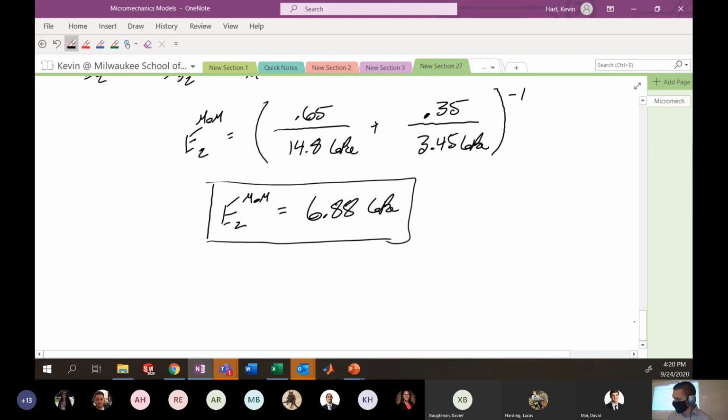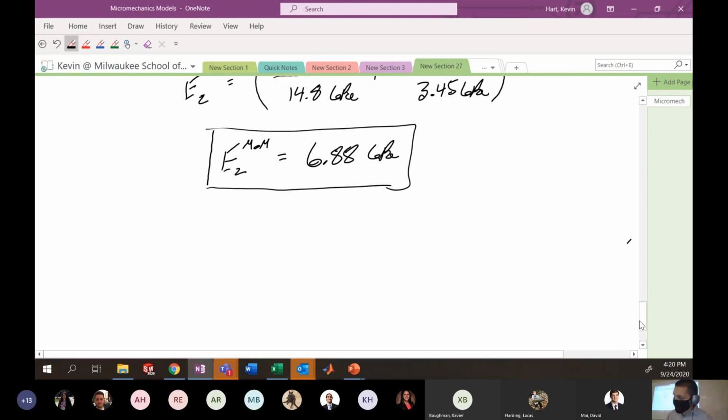All right. We can also use our second model that we talked about, this kind of combined parallel-series model, which we know is the Halpin-Tsai equation.